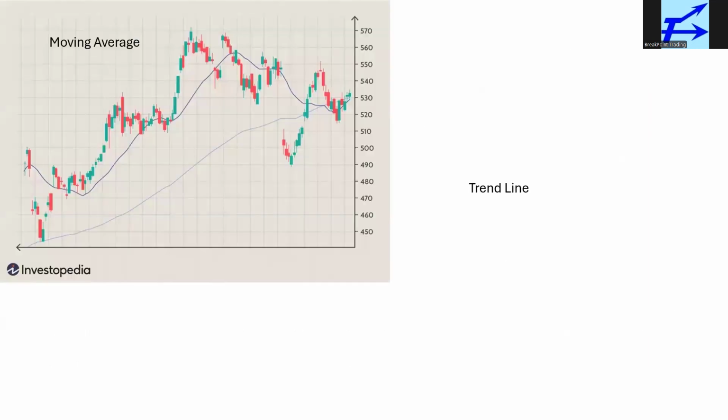So let's take a look at one. This is a moving average line. That's what it looks like. I don't know what exactly those are, but they look like possibly a 20 and a 200 maybe, or a 20 and a 50 maybe.